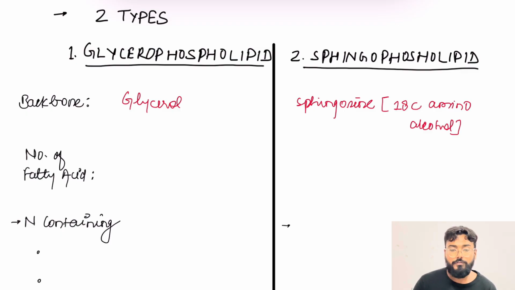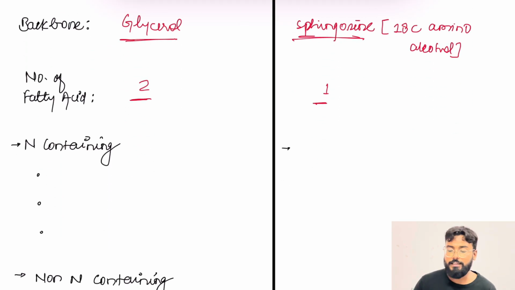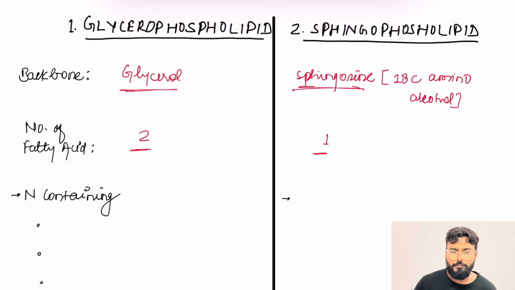Now the number of fatty acids that get attached to glycerol is 2, whereas in case of sphingophospholipid, the number of fatty acids that attach on this sphingosine backbone is 1. So these are the two major differences between glycerophospholipid and sphingophospholipid. Backbone is glycerol here, and sphingosine there. The total number of fatty acids is 2 here, and only 1 fatty acid attaches there.